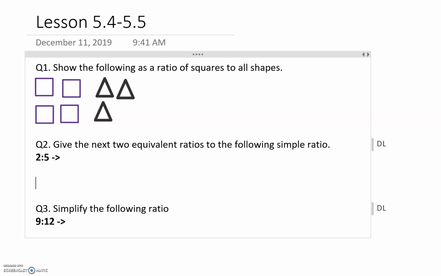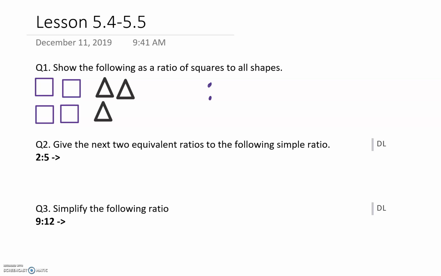Show the following as a ratio of squares to all shapes. Well, here first of all, we're going squares to all shapes, not all shapes to squares. So let's make sure we have our squares on our left and then all on our right. So squares to all. This colon sort of means "to".